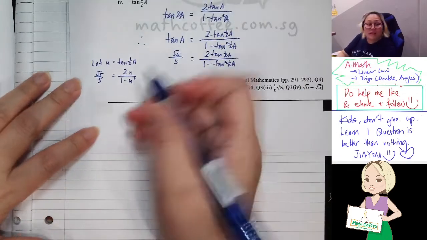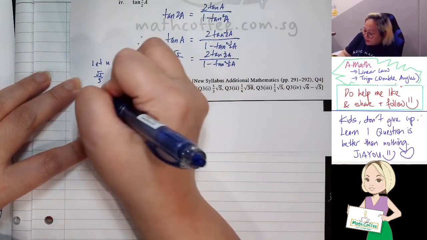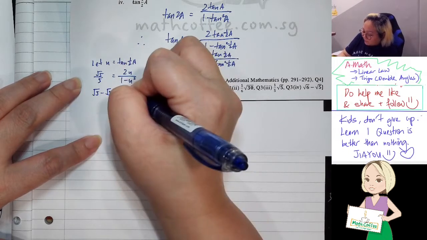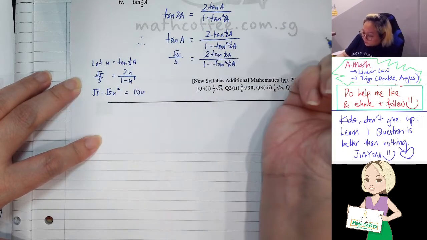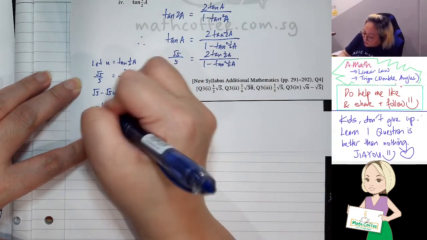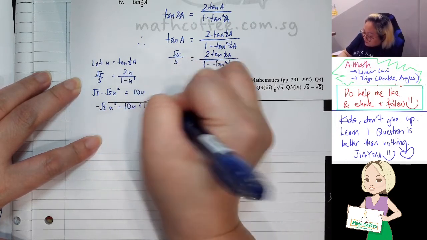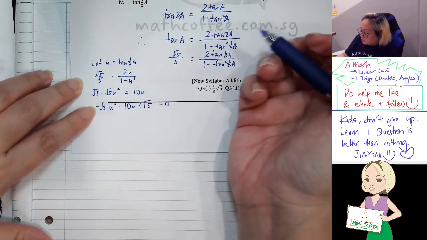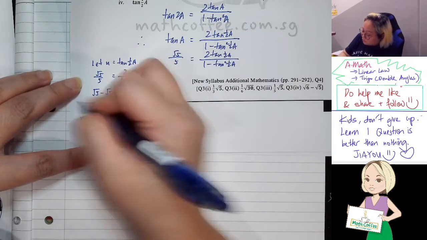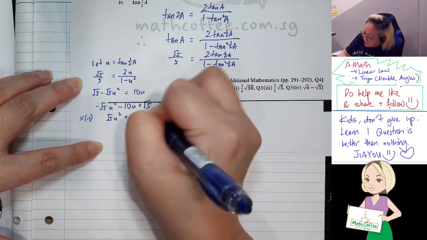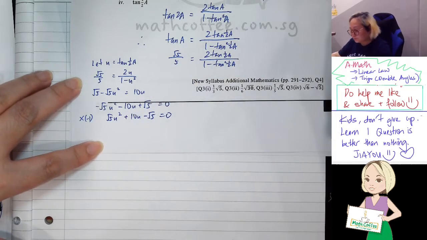Okay, so just cross multiply. So I have square root 5 minus square root 5 U squared equals 10U. So it becomes minus square root 5 U squared minus 10U plus square root 5 equals 0. I don't like to have minus, so I'm going to multiply by negative 1 throughout: square root 5 U squared plus 10U minus square root 5 equals 0.